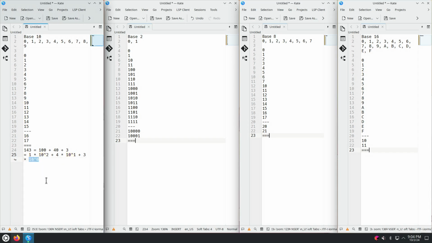So 10 multiplied with itself 0 times is 1. Anything at the power of 0 is 1. So 3 times 1 remains 3. 4 times 10 is 40. And 1 times 100 is 100, which is this thing, this thing, this thing. If we sum this up, we get 143. Similar is the way we go from base 10 to base 2, from base 16 to base 10, etc. Based on this logic that you see in here.